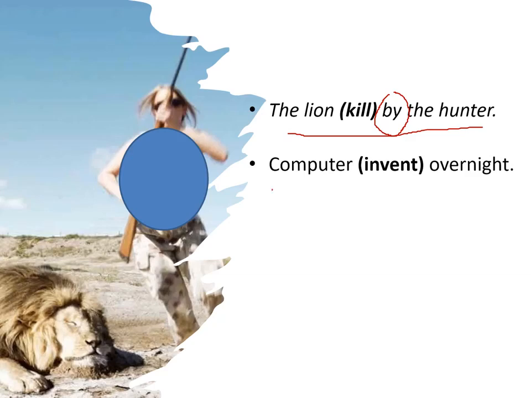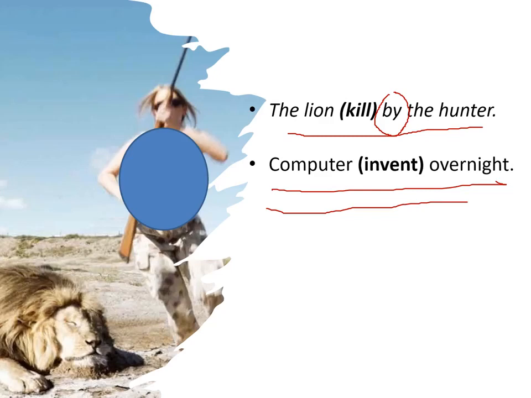And the second sentence, okay, here computer invent overnight. Computer invent, it is created, someone invented. So computer doesn't invent itself. Computer is invented by someone. Okay, so of course we should write these types of sentence in passive form. But the problem is that you have to understand the meaning.